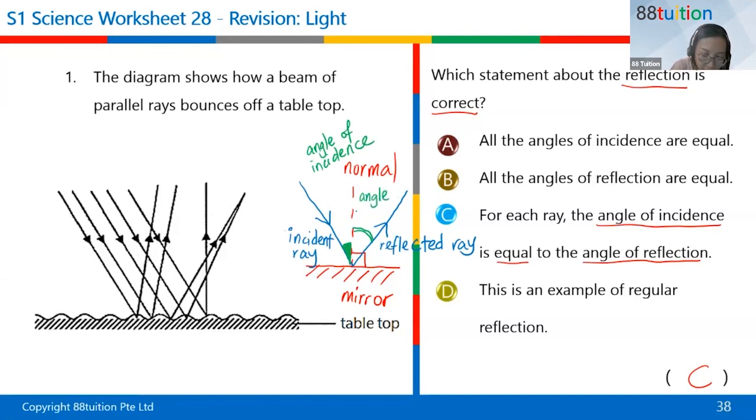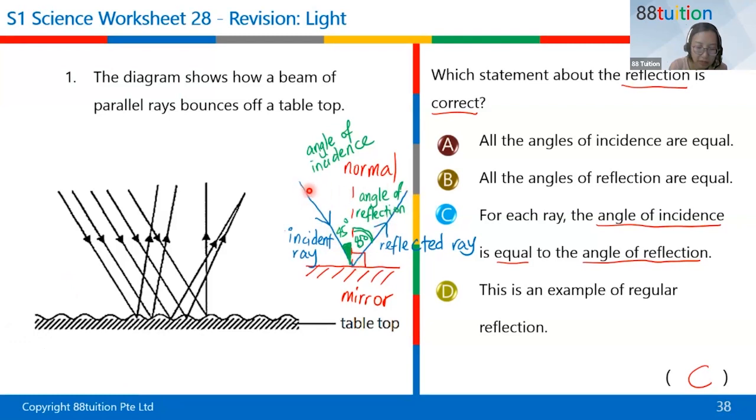So always measure from the normal. So these two angles must be the same. If this one is 45 degrees, this will be 45 degrees. So that is what it means. Is everybody clear? Any questions so far? So light comes in here, bounces off.